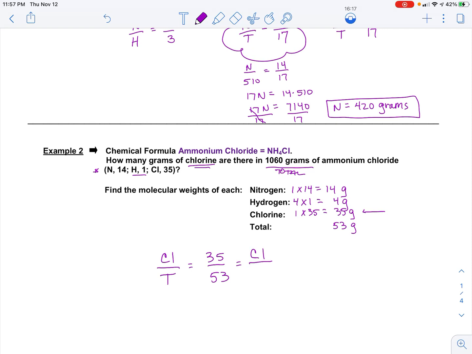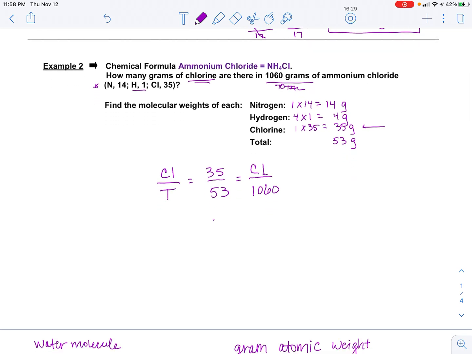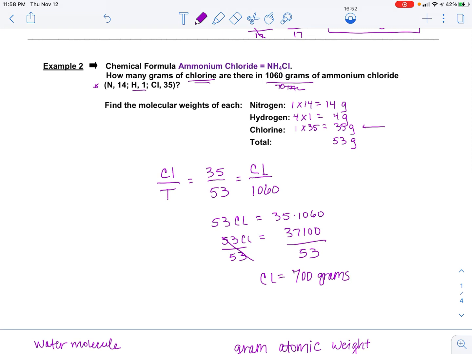The chlorine is what we're trying to find, so we'll keep that one as our variable. And our total is 1,060. We use our cross products here. We're going to get 53 Cl equals 35 times 1060. If you put that in your calculator, you should get a pretty big number, 37,100. We'll divide both sides by 53 and work this through to the end. Put that in your calculator and you should come up with 700 grams is the weight of the chlorine.